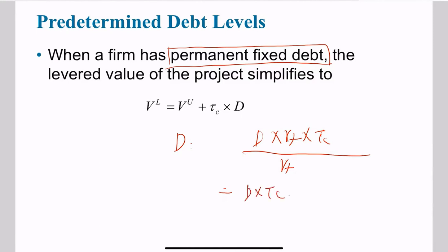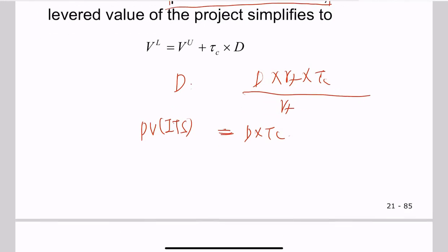So the present value of the interest tax shield is given by the level of debt times the corporate tax rate. Okay, that's for today's class.